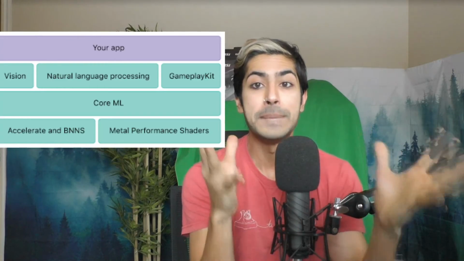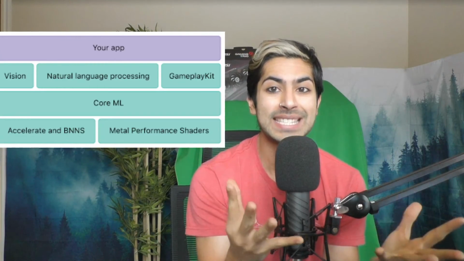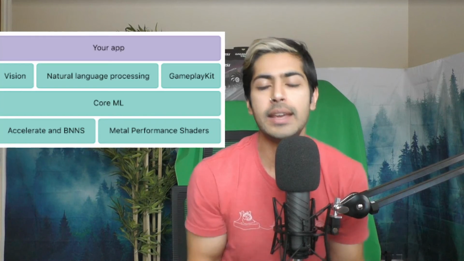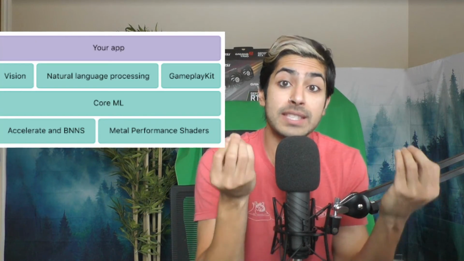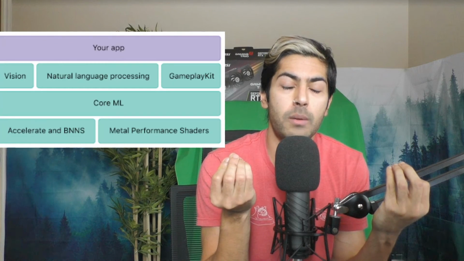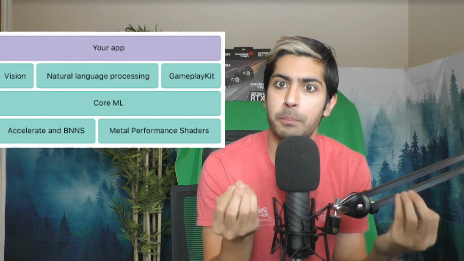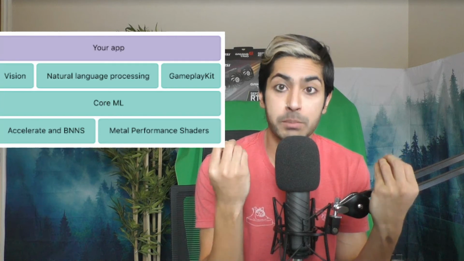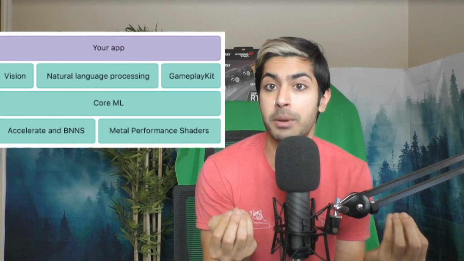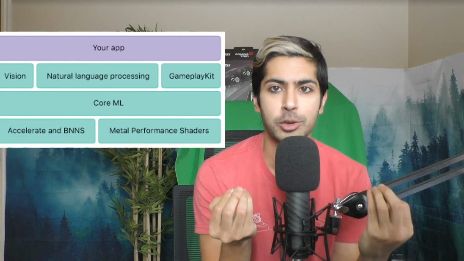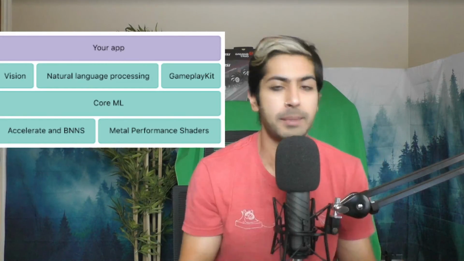It's using BNNS, which stands for Basic Neural Network Subroutines, and you've got Metal Performance Shaders. BNNS is the CPU-specific collection of primitives that Apple built for machine learning. Metal Performance Shaders are a different set of primitives that Apple built for the GPU. And so together, that's what makes up CoreML.